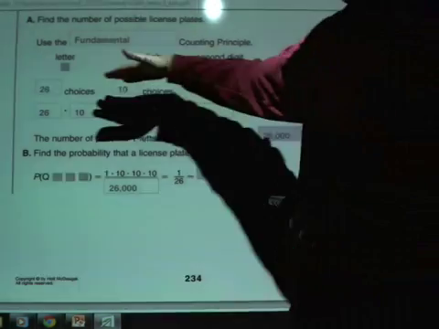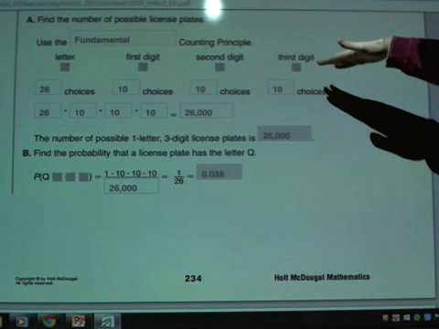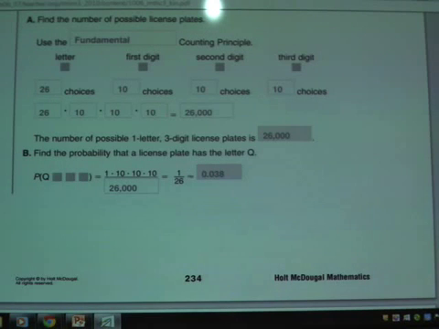I'm going to multiply all these together to find out how many different license plates I can make from that layout. So I'm going to multiply together my 26, my 10, my 10, and my 10, which I don't really need a calculator for. And when I multiply that together, I get 26,000. So with 4 spots, a letter, and then a digit, a digit, and a digit, in that order, I have 26,000 possible license plates I can make.